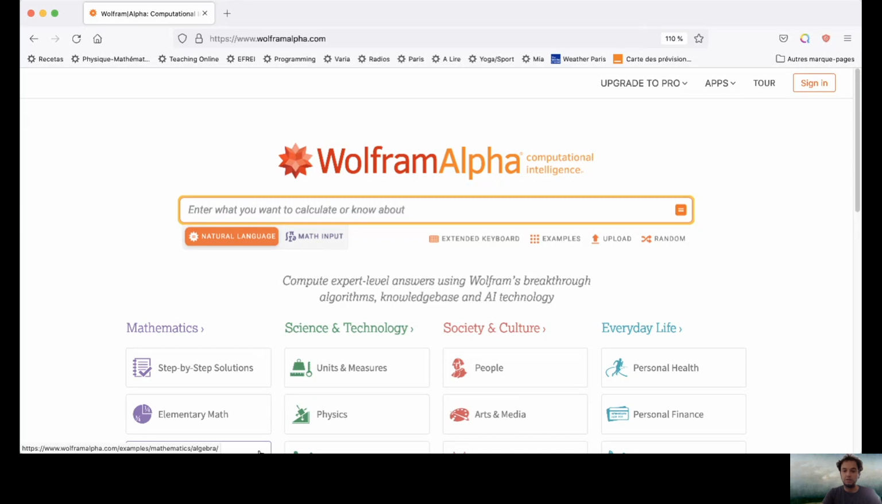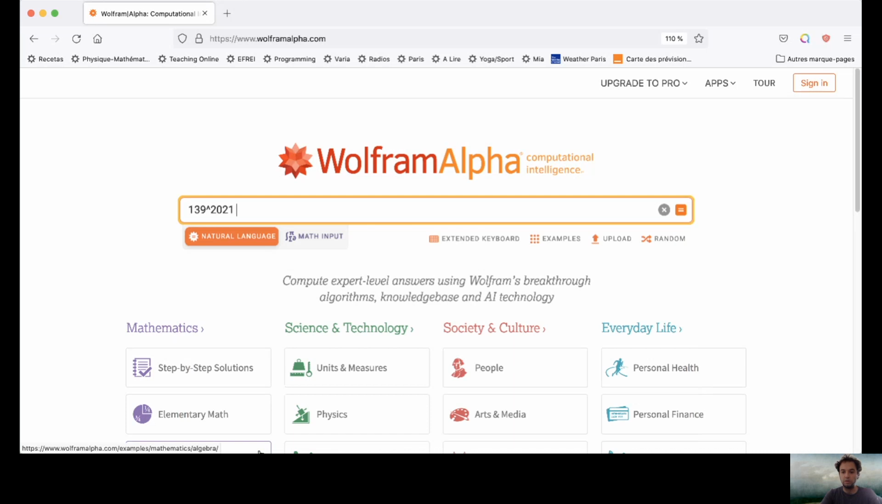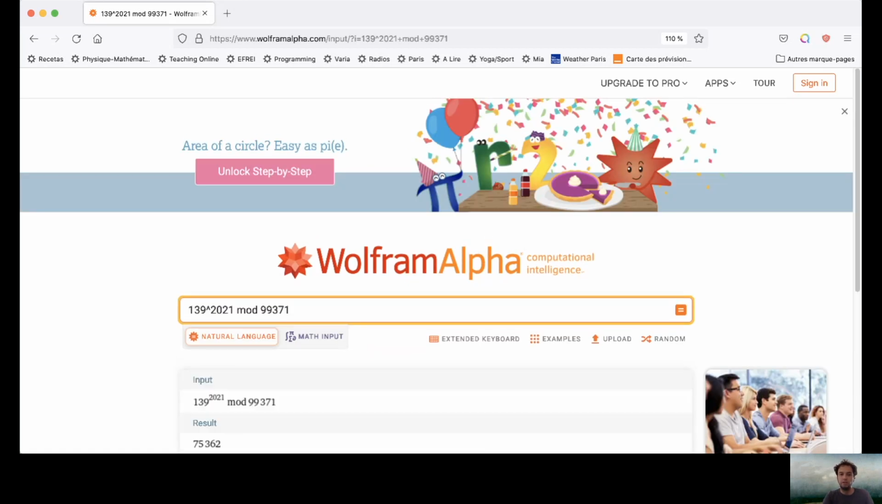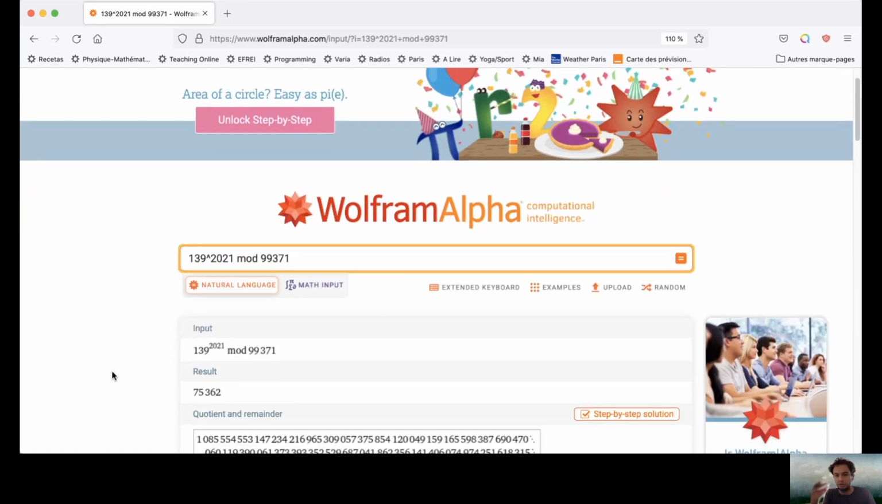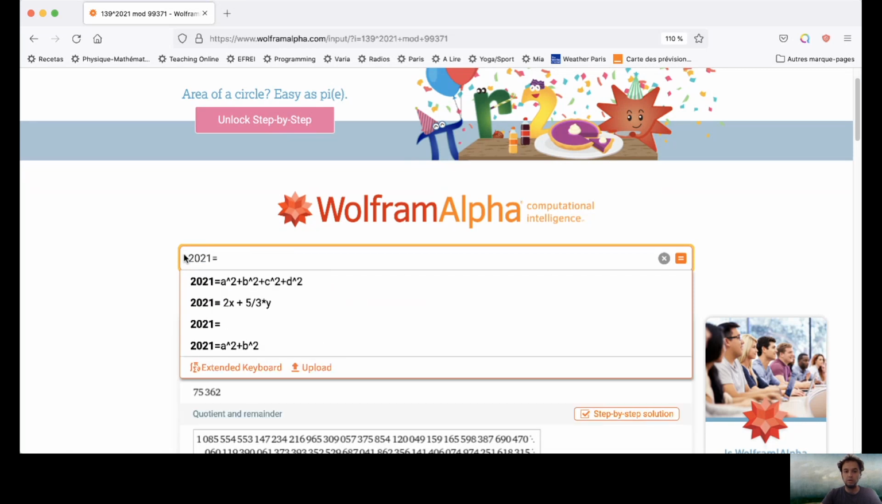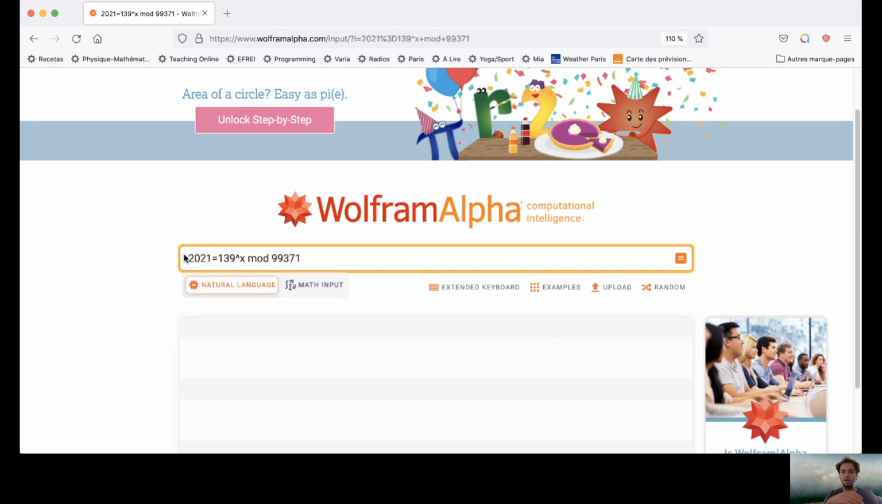So the first one that I was telling you to do is compute 139 to the power 2021, modulus 99371, and we ask the computer to do this. It takes a second or 2 seconds, and it gives me the result very quickly: 75362. So that was easy to do. That's what I mean by easy. Now let's do the opposite. Let us ask the computer to solve the equation 2021 is equal to 139 to the power x, modulus 99371. And let's see what happens.